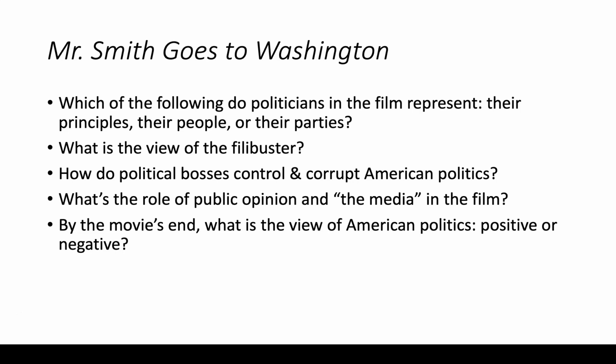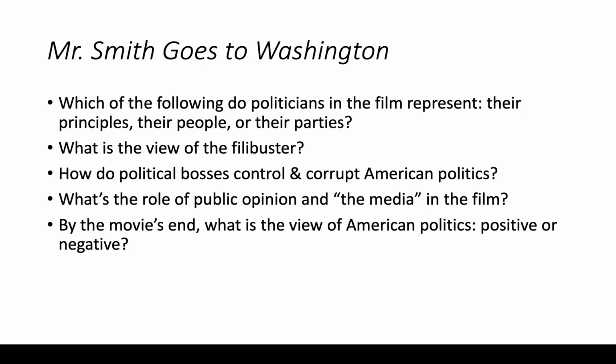Which of the following do politicians in the film represent? There are multiple ways that politicians, particularly elected officials, can represent. One of the themes in Chapter 11 is about representation. They could represent their principles. They could represent their people. Or they could represent their parties. Or perhaps some combination of the three.